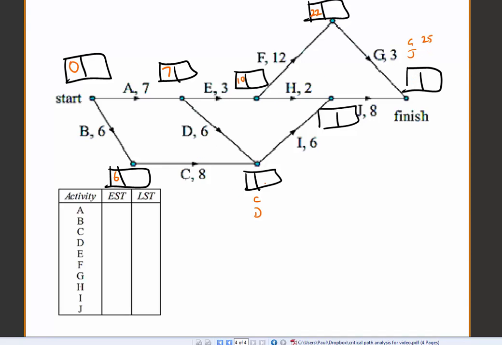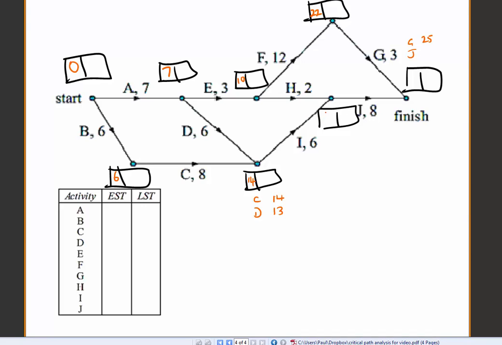Alright, let's consider what C is. C is 6 plus 8, so C will be 14. And let's do D. D is 7 and 6. D is actually 13, so C wins out. 14, largest value goes in the box. 14 and 6 is 20.